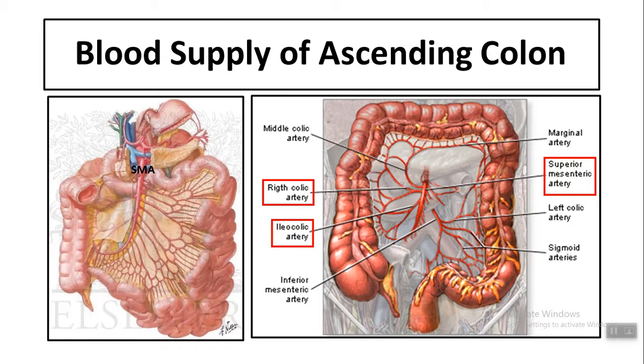The blood supply of the ascending colon is from branches of the superior mesenteric artery, which are the ileocolic artery and the right colic artery, that pass in between the two layers of the peritoneum to supply the ascending colon.